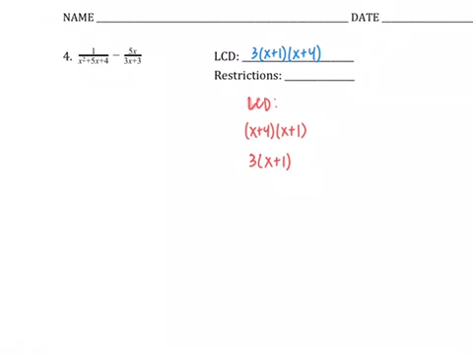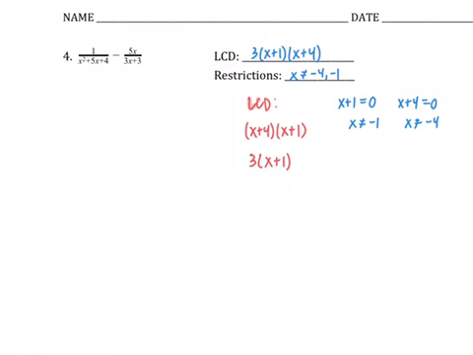Then the restrictions, I'm just going to set each of those equal to 0. So x plus 1, so x can't be negative 1, and x plus 4, so x can't be negative 4. So those are my two restrictions here. x cannot be negative 4 or negative 1. And those will come more in handy when we actually start solving.